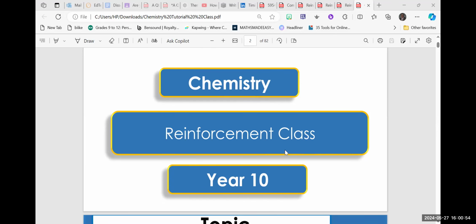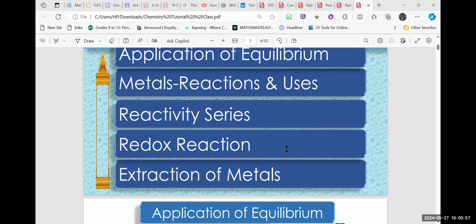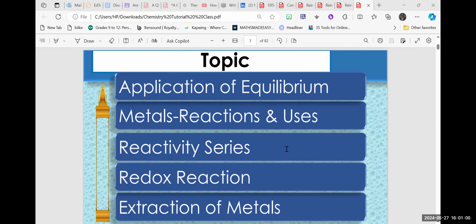So just to kick start, we are going to be looking at these topics. Application of equilibrium, that's chemical equilibrium. Then we'll move on to metals, reactions, and uses of metals. Then that will link to the reactivity series. That will take us to redox reactions, underneath the reactivity series. And of course, we'll put that on extraction of metals, maybe looking at extraction of iron. If we are able to cover this, I think it will be a great thing to have covered some of the things that some of you may have missed in class.